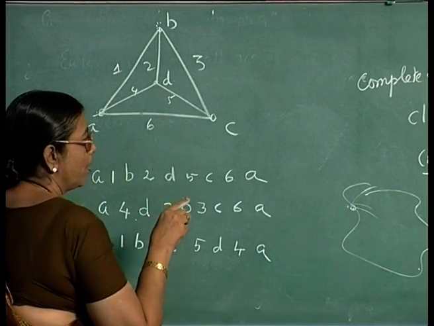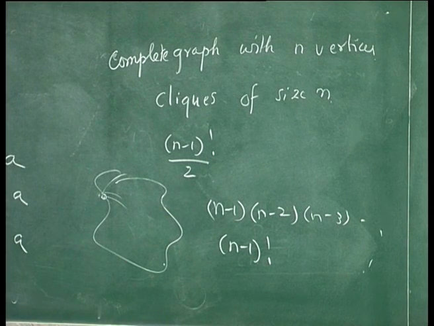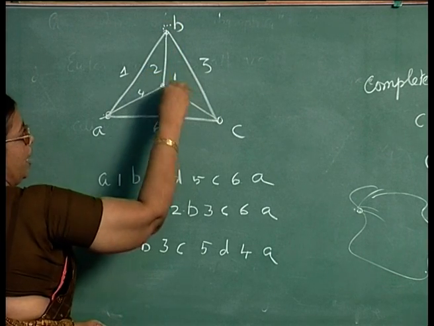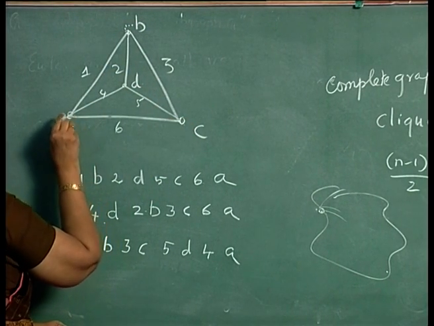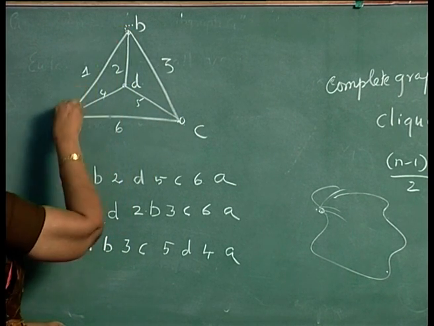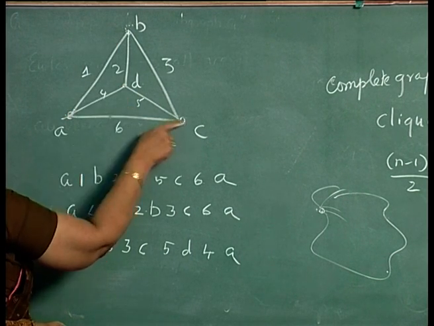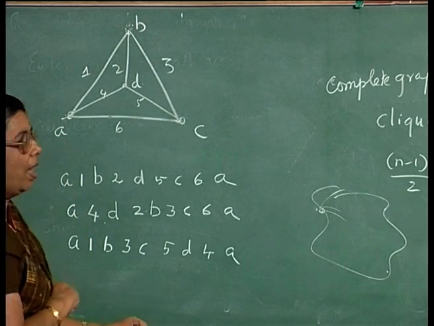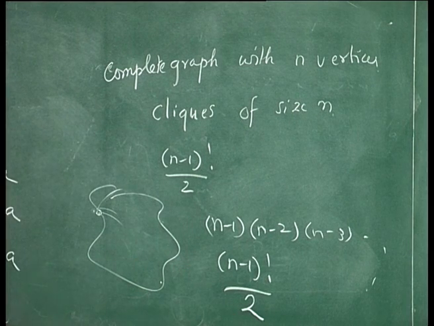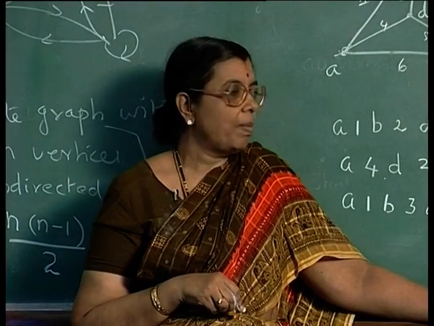So this will amount to (n minus 1) factorial, but you will count each circuit twice. For example, A 1, B 2, D 5, C 6, A, and A 6, C 5, D 2, B 1, A, it is the same. You are traversing in this direction; if you traverse in the other direction, it represents the same Hamiltonian circuit. So the total number of Hamiltonian circuits in a complete graph is given by this formula, (n minus 1) factorial by 2.